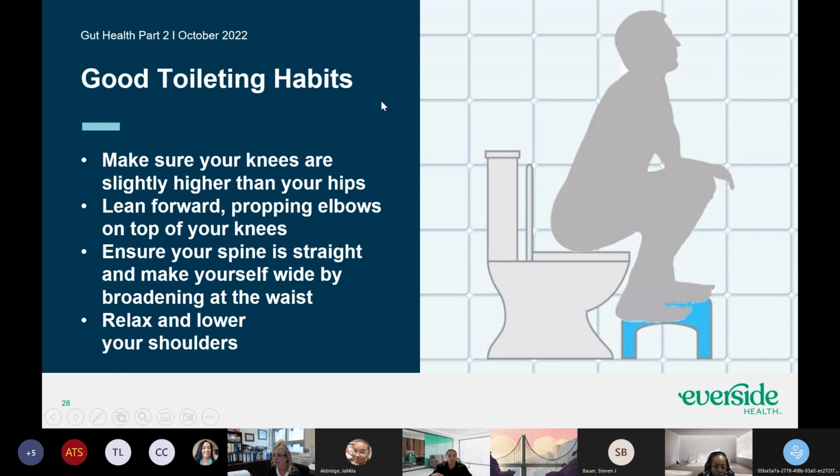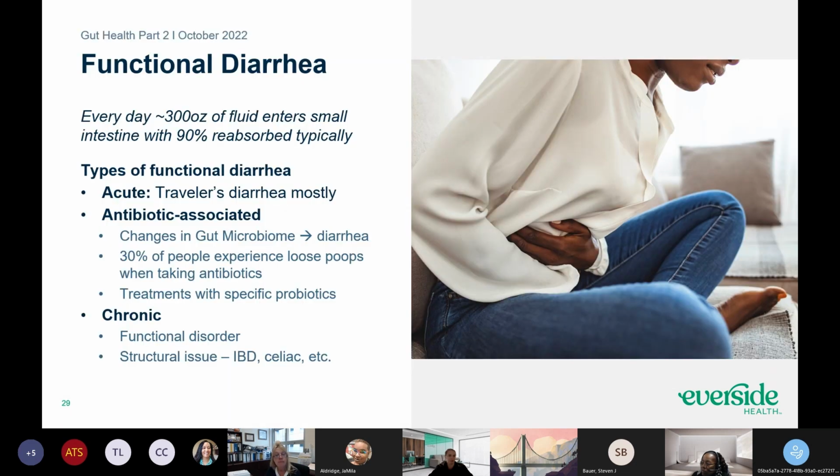So making sure your knees are slightly higher than your hips, leaning forward, propping your elbows up, trying to make yourself kind of wide, your spine straight, broadening at the waist, and relaxing and lowering your shoulders. So good toileting habits, good things to think about. Most toilets are not actually conducive to proper bathroom use.